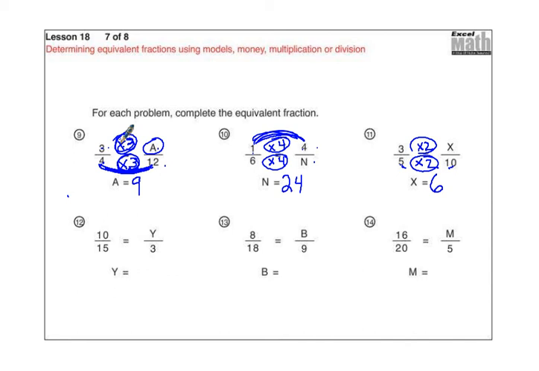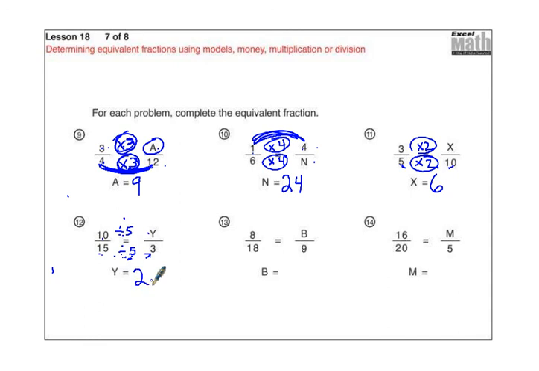All right, this next one, it looks like we might be dividing, going from 15 to 3. Why don't you pause the video and see if you can solve number 12 on your own before seeing how I do it. All right, so 15 to 3, I'm going to divide because I'm getting smaller. So 15 divided by 5 is 3. I must multiply or must divide the top and the bottom by the same number. So since I divided the denominator, the bottom number, by 5, I have to divide the numerator by 5. And 10 divided by 5 is equal to 2, of course. So y is equal to 2.